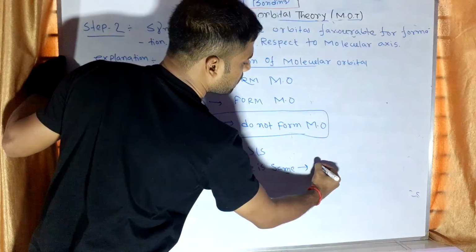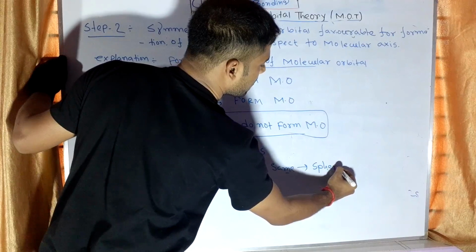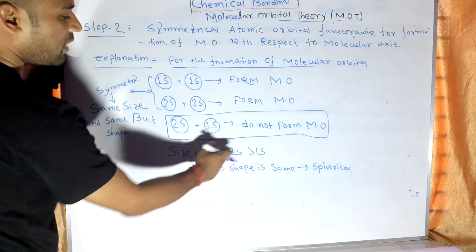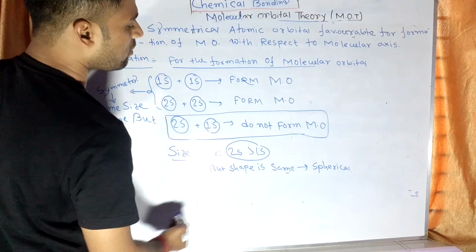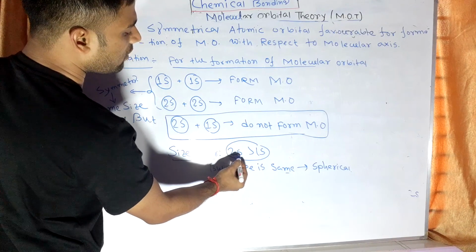The shape name is spherical shape. The s subshell shape is always spherical. The shape is the same, but the sizes are different. Size depends on the principal quantum number.